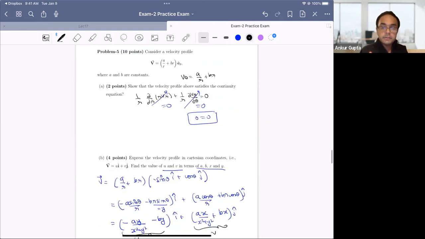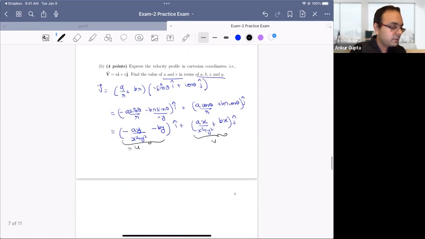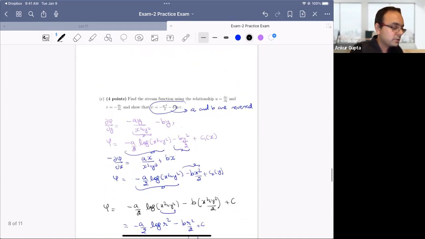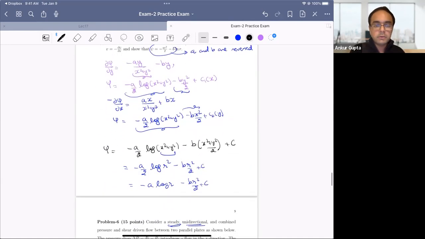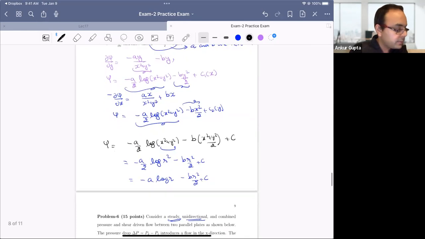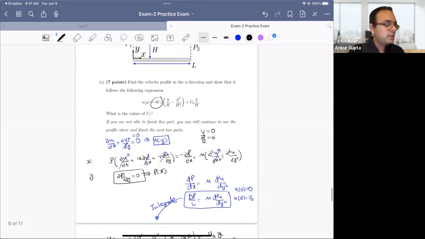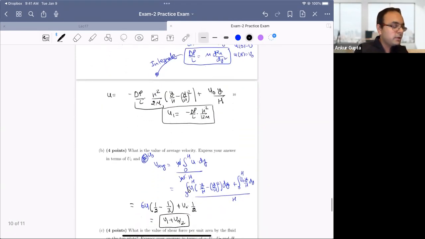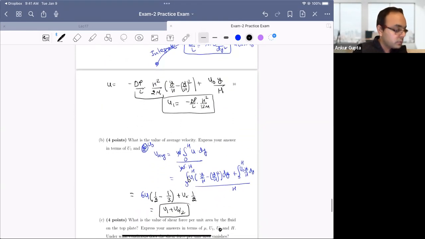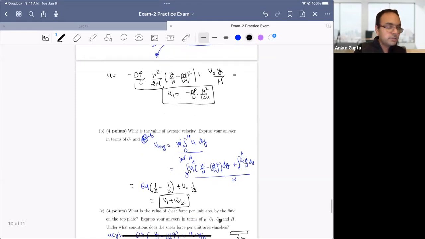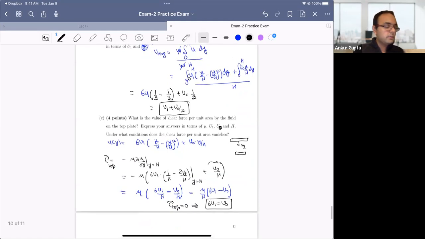Then we had a continuity equation, where we applied the cylindrical coordinate equation, and then we calculated u and v. And then we also calculated the stream function and showed it was equal to the one that was given in the problem. We did the velocity profile calculations and came up with the velocity profile. We found the value of u1 and showed how the average velocity is just u1 plus u0 by 2. And that for the shear stress to go away, we need 6u1 equal to u0.